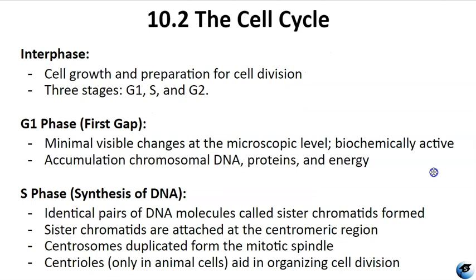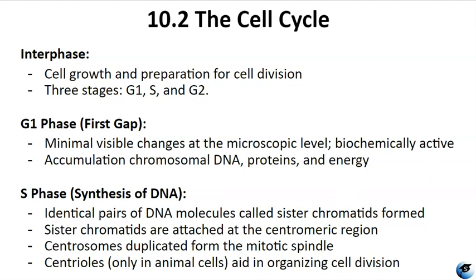During interphase, the cell prepares for division. It grows, it duplicates its DNA, and then in the G1 phase, we're not dividing yet, we are just accumulating nutrients and building up our energy. In the S phase, the DNA replication results in the formation of identical pairs of DNA molecules, the sister chromatids. The centrosome is duplicated also in S phase, and that is going to play a role in organizing cell division.